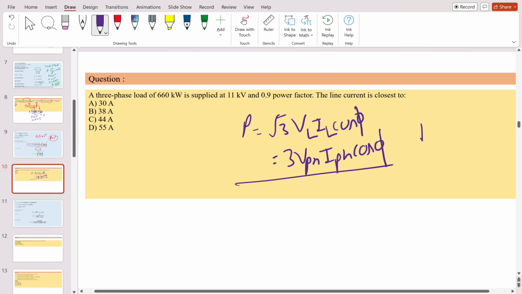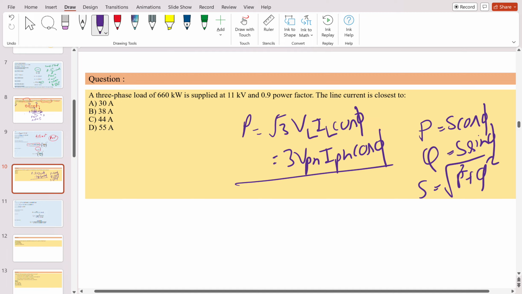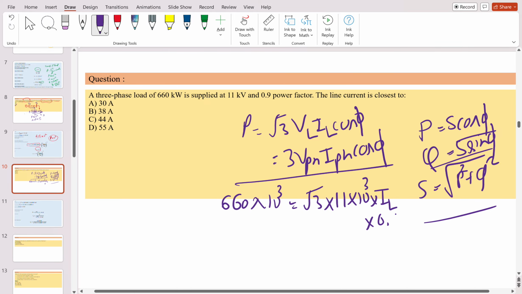Also you should remember that P is equal to S cos phi, Q is equal to S sin phi, and also S is equal to root P square plus Q square. These are the important formulas you must know. Here it is given already 660 kW, and root 3 VL is given as 11 into 10 to the power 3, IL is being asked, and the power factor is 0.95.